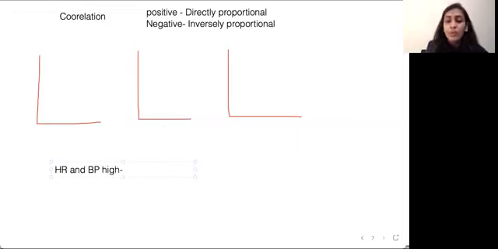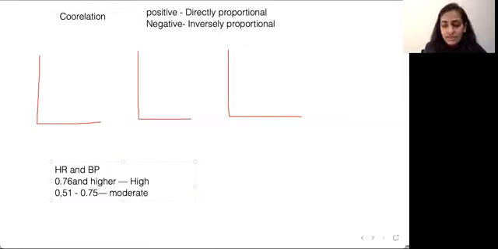High correlation is always 0.75 and up. Anything that is 0.75 and higher is going to be your high correlation. I should rather put 0.76 and higher. Then your moderate correlation is going to be 0.5 to 0.75, basically 0.51 to 0.75. That's going to be your moderate correlation.